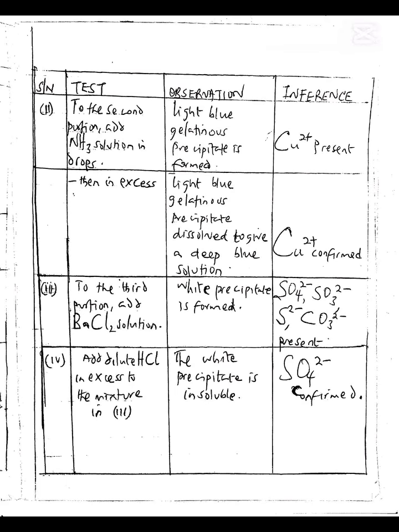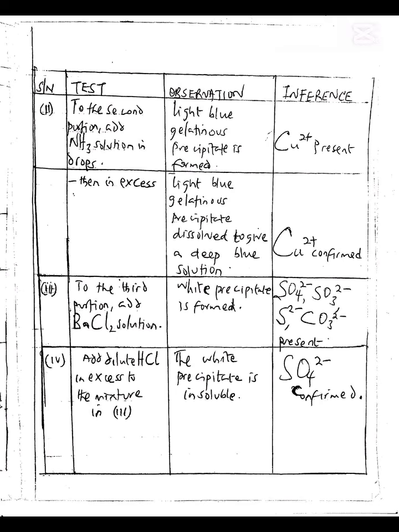Then in the other question, you'll be asked, in the second portion, to add ammonia solution in drops, then in excess. So when you add ammonia solution in drops, you will observe that a light blue gelatinous precipitate is formed. That is to show that copper(II) is present in the inference. Then you add your ammonia in excess. You discover that the light blue gelatinous precipitate dissolves to give a deep blue solution. This confirms Cu2+ ion.